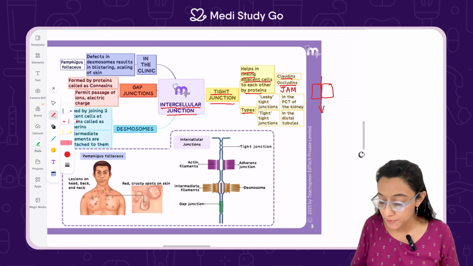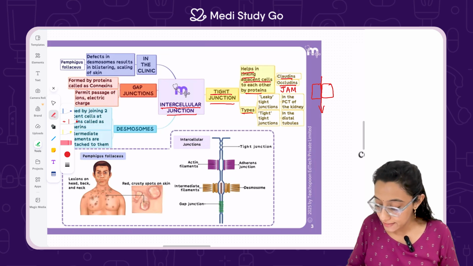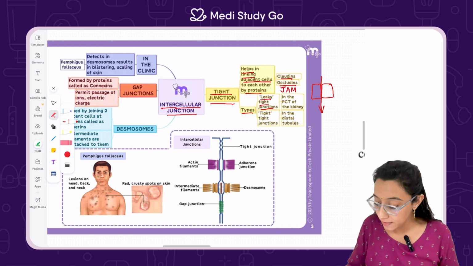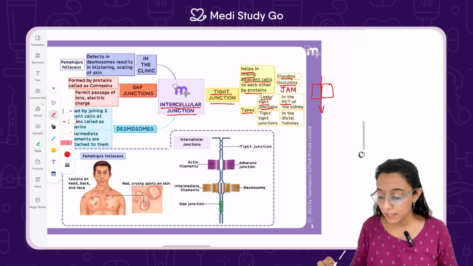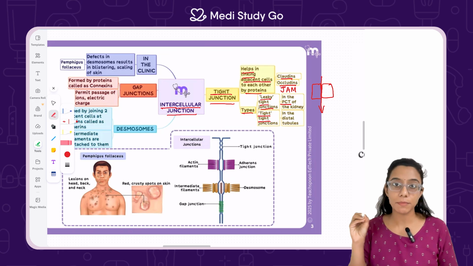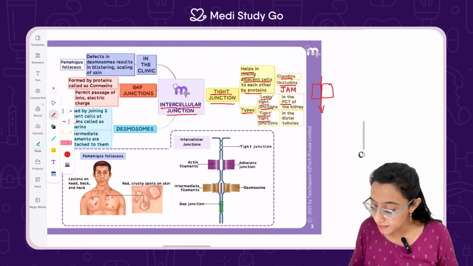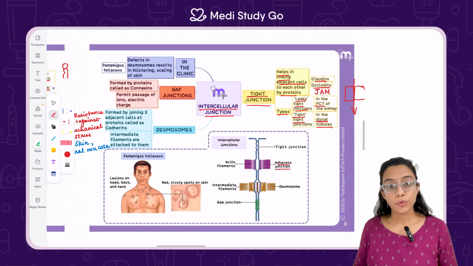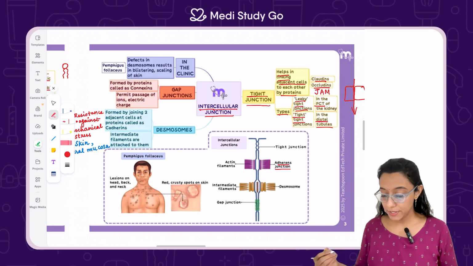So there are two types of tight junctions. One is the leaky tight junctions, which allow some molecules to pass through, present in the proximal convoluted tubule of the kidney. Then there are the tight junctions which do not allow anything to pass between two cells, present in the distal tubules of the kidneys. Then there are the Adherens Junctions, which provide mechanical attachment to the cells.